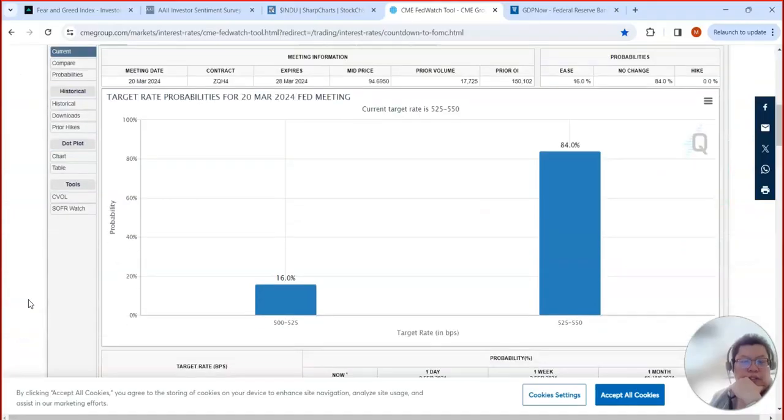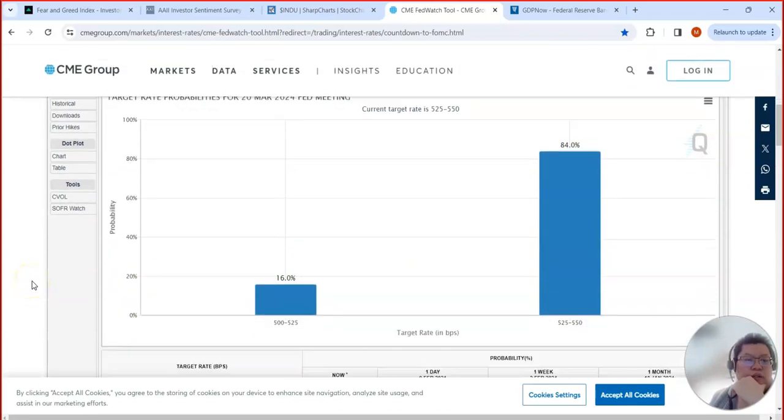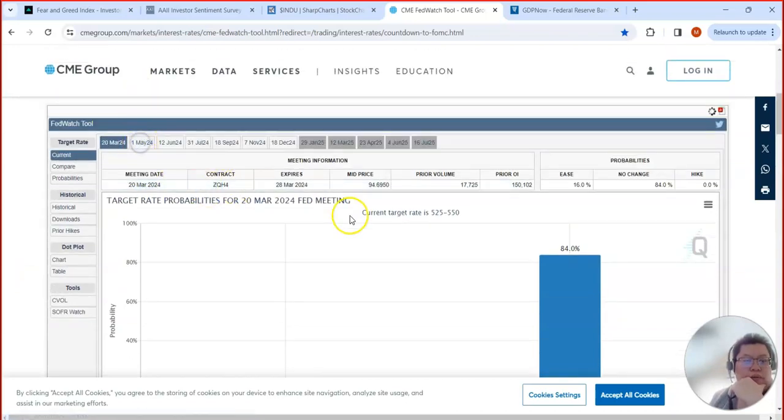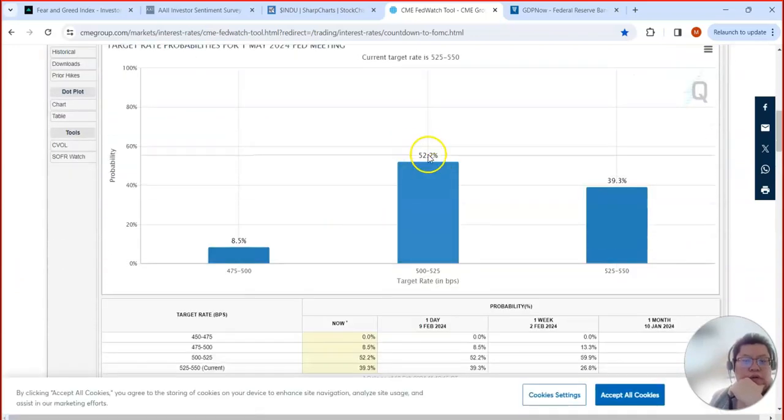So March, you can see it's 84% now, right? No movement, because the Fed has already said so many times now that there's not going to be a cut in March. So going into May, it's only about a 52% chance of a cut. So this may or may not happen.